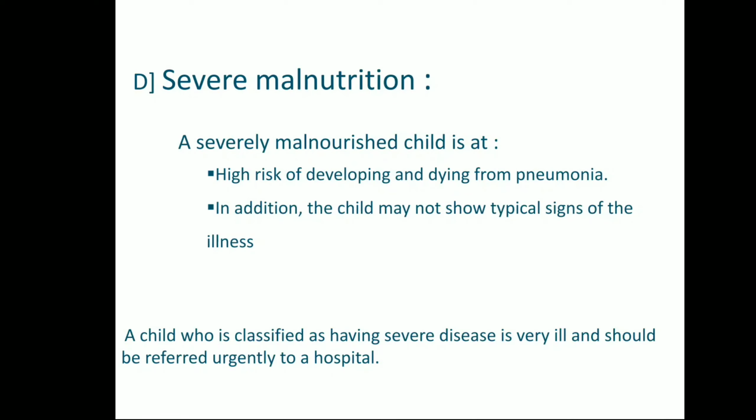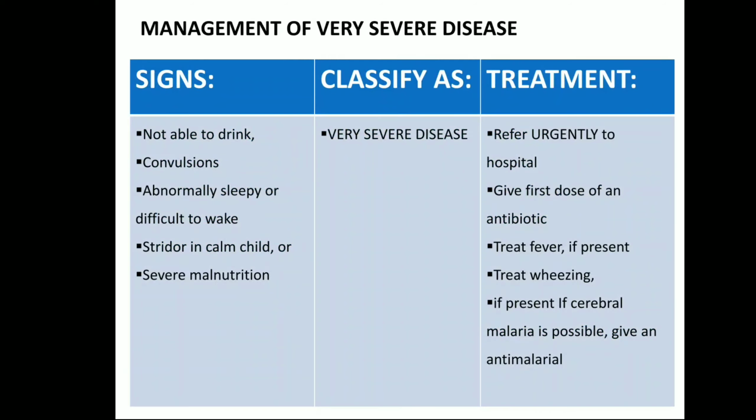So whenever you come across a child who is having these symptoms: not able to drink, convulsions, abnormally sleepy or difficult to wake, stridor in calm child, and severe malnutrition, you can classify the illness of the child into very severe disease. And what you have to do: a child who is classified as having very severe disease is very ill and should be referred urgently to the hospital. Whenever you come across a child like this, you have to refer the child urgently to the hospital. So how can you manage? So what are the signs?